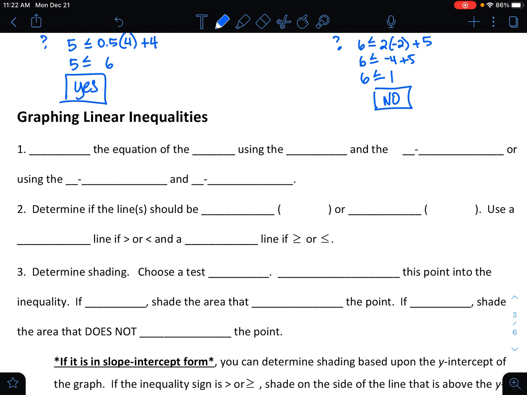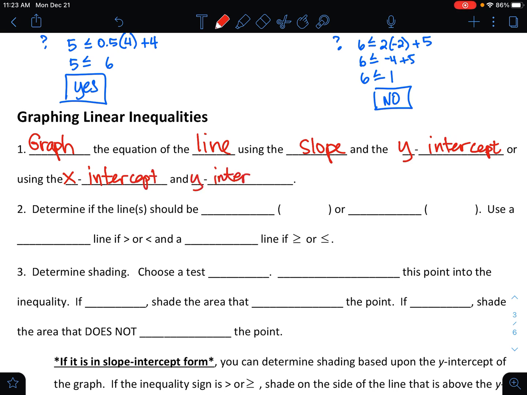I have a lot of fill in the blanks here that I want us to do, and then I want to refer back to it as we start graphing. Number 1, the steps in order to graph linear inequalities. Step 1, first blank is graph. We are going to graph the equation of the line using the slope and the y-intercept, or we're going to use the x-intercept and y-intercept. So think y equals mx plus b. Or we're going to use the x and y intercepts, so we plug the zeros in and calculate the intercepts. Okay, we get the line on the graph.